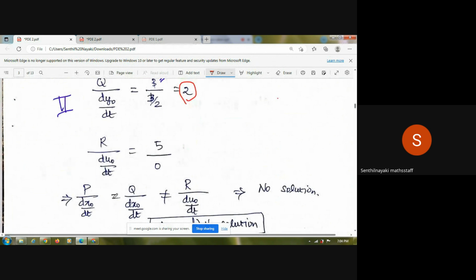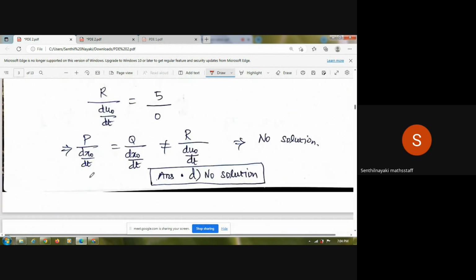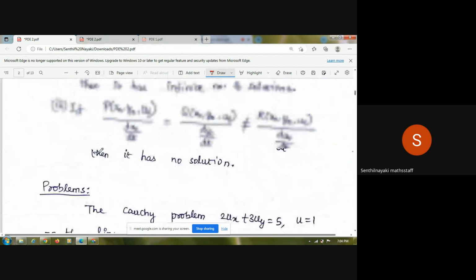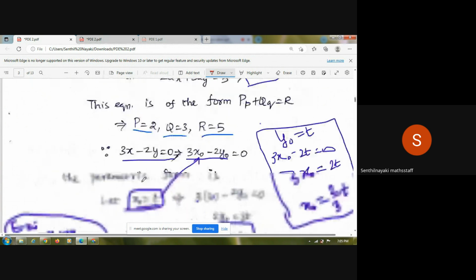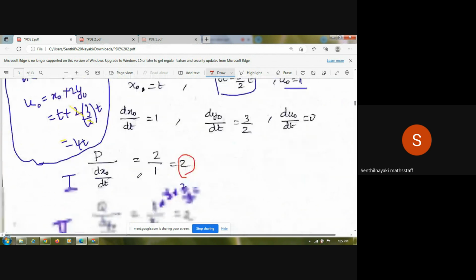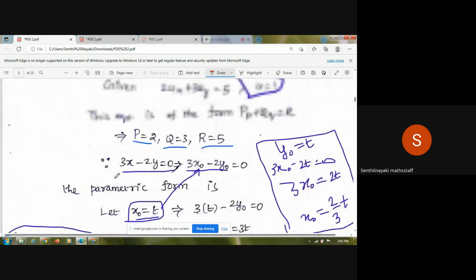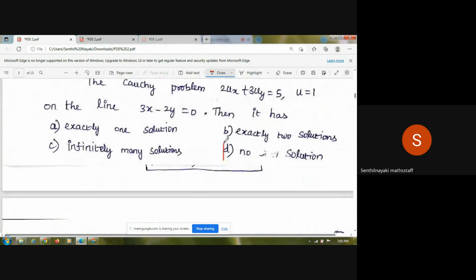So the first ratio and the second ratio are equal, but the third ratio is not equal. By the result, this is the definition for no solution. Verify it once. P equal to Q and not equal to the third, then we get no solution. Therefore, this Cauchy problem has no solution. So the correct option is P. So this problem has no solution.